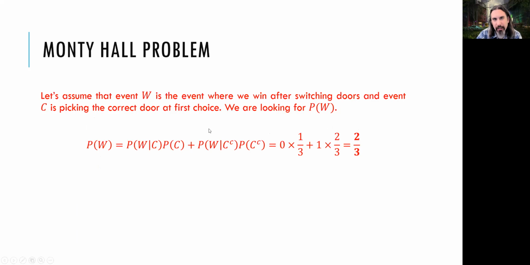W given C times C, W given C complementary times C complementary. Now, in here, this value is 0, and this is 1/3. This value is 1, because if we didn't pick the right door, switching makes us win 1, and this value is 2/3, which is calculated as 2/3, same as enumeration.